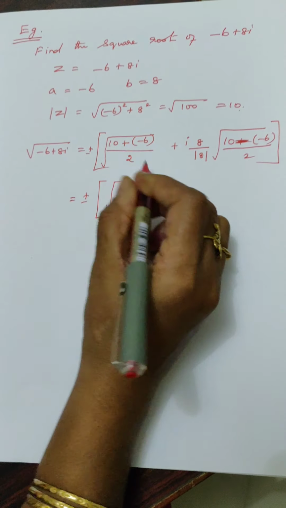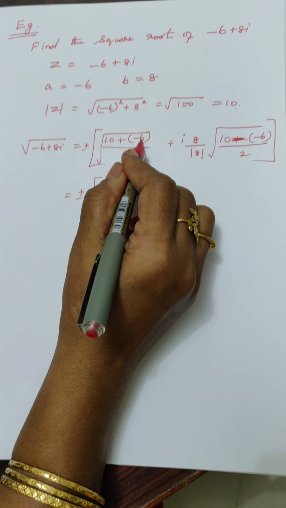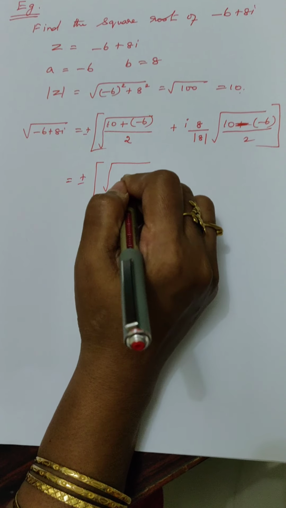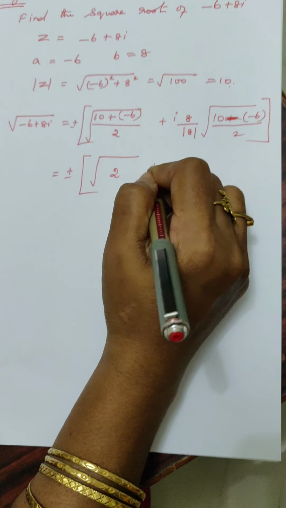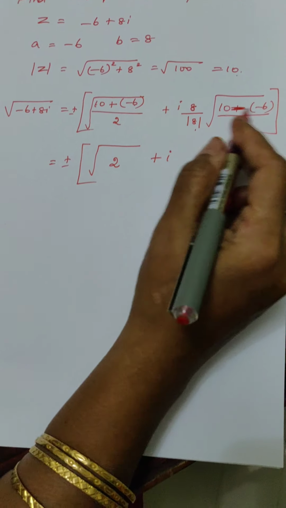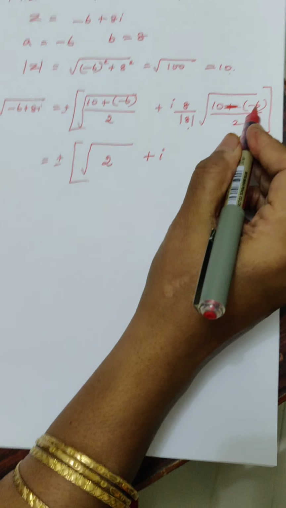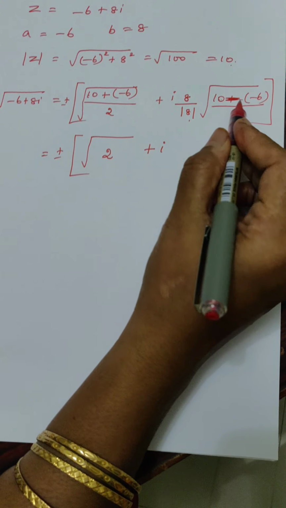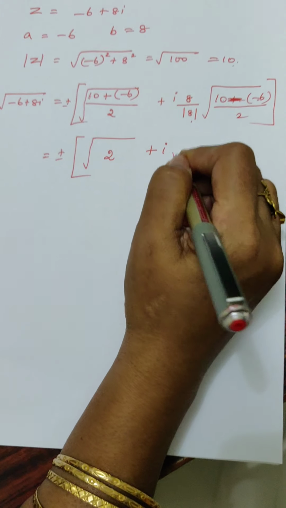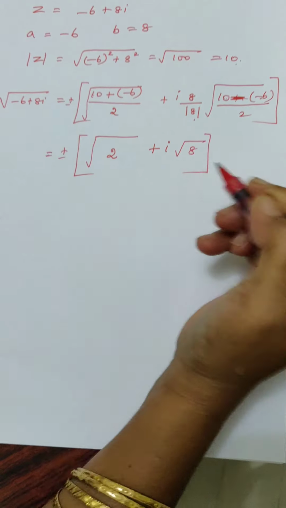root of 10 minus 6, which is 4. 4 by 2 is 2. So 2 plus 8 by 8 is 1. Therefore it becomes i. 10 plus 6, 16. 16 by 2, 8. So root 8. Is it clear?